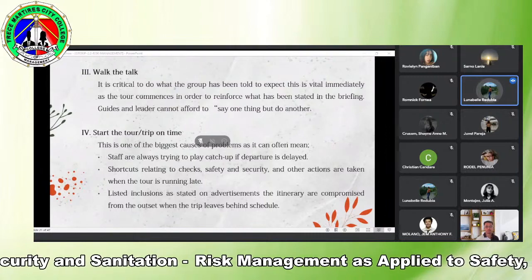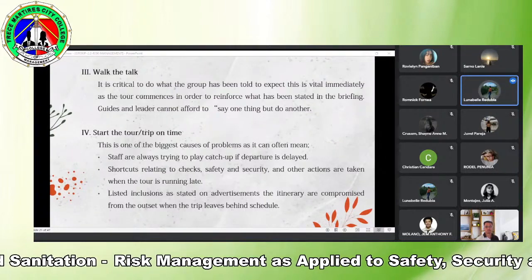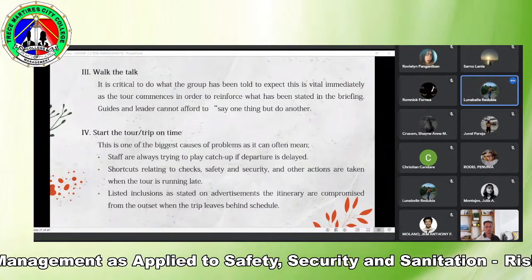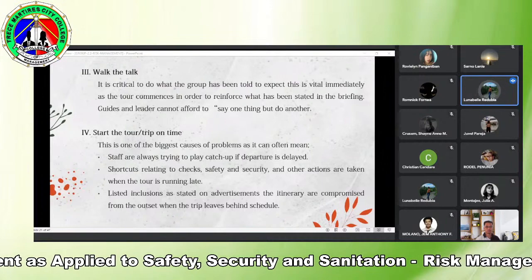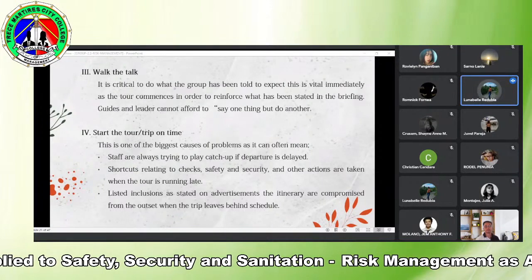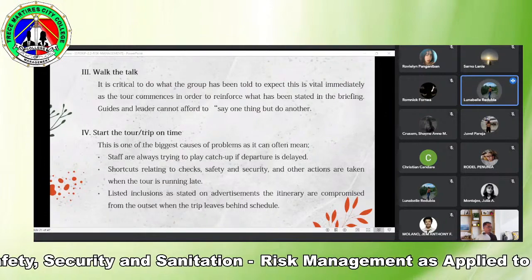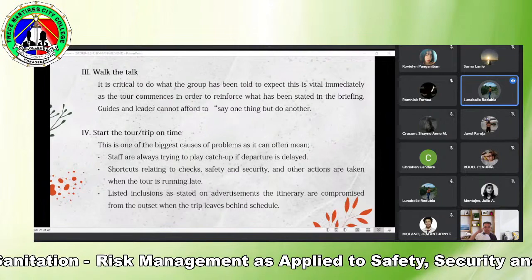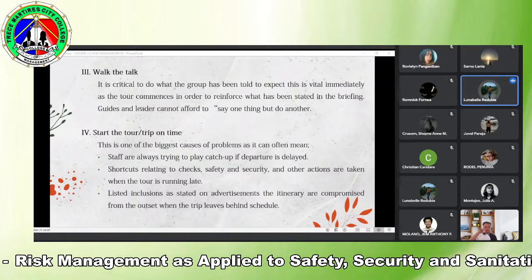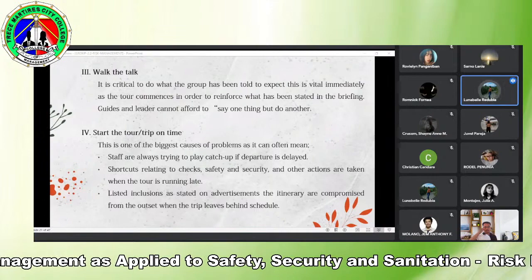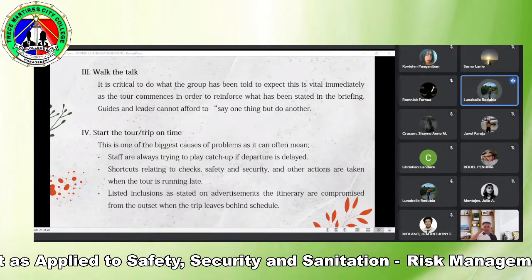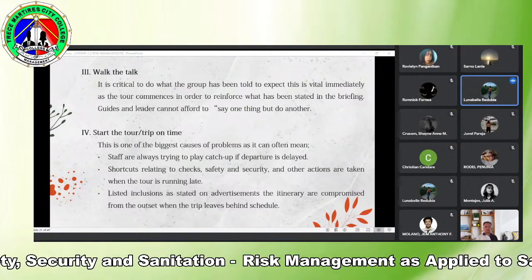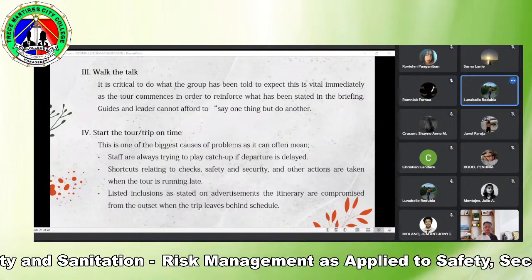Listed inclusions as stated on the advertisement, the itinerary are compromised from the outset when the trip leaves behind schedule. Example dito is sinadelay na yung tour because of the company. Since yung company yung nagka-problema, naglagay sila or binigyan kanila ng options na i-extend yung days ng pagstay mo. Or nasa inclusions nila yung magdadagdag ng activities para mapunan yung kakulangan na nangyari sa company nila para hindi na rin magkaroon ng bad feedback yung guest doon sa company.